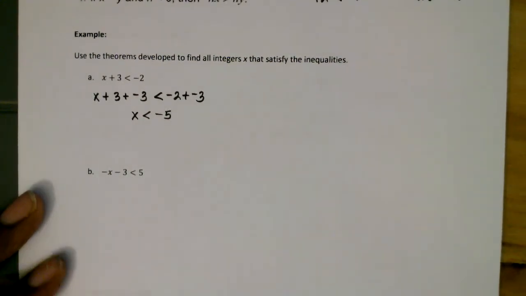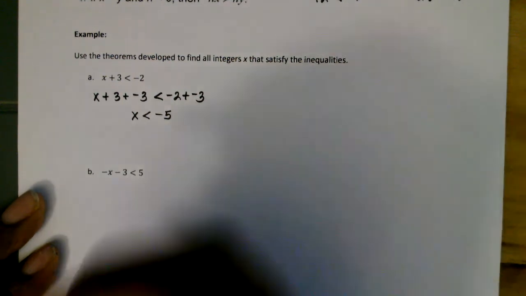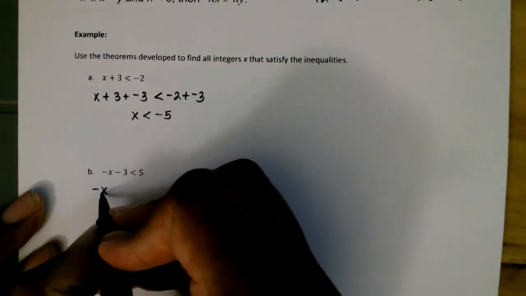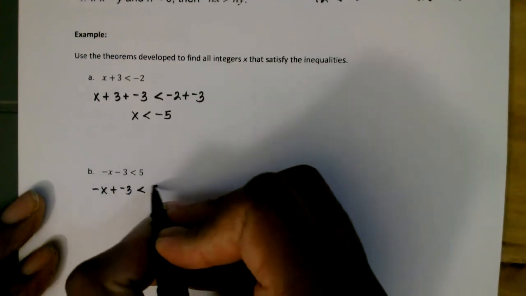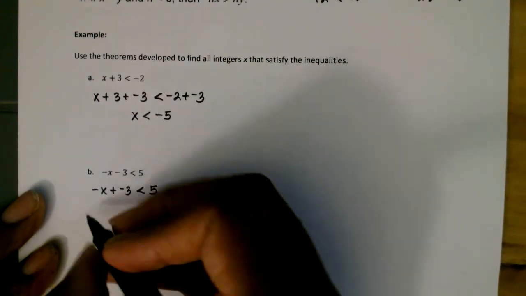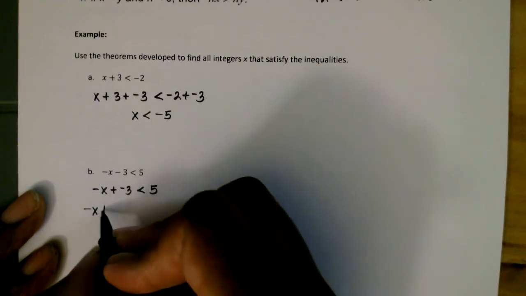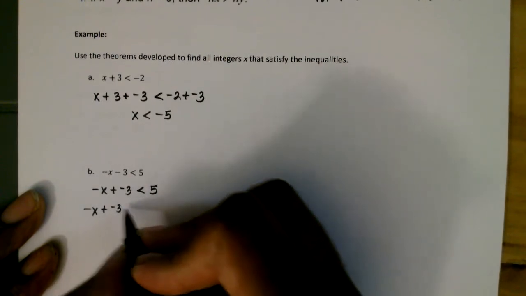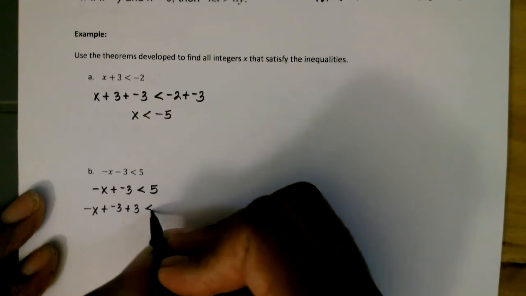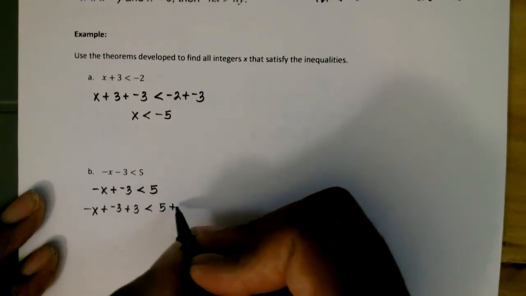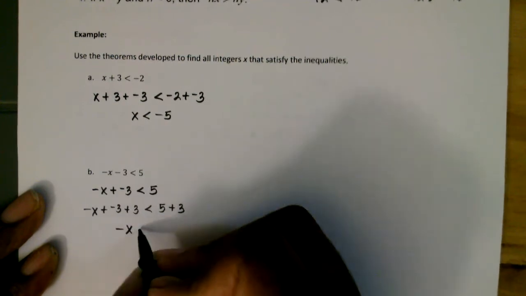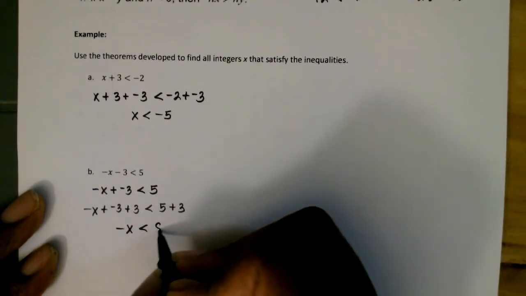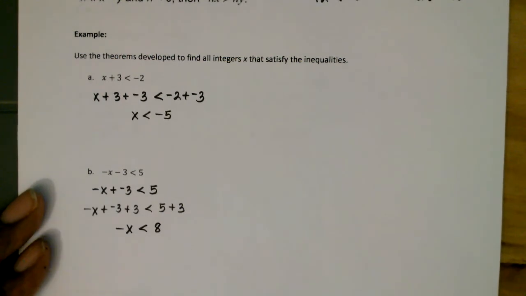Now, for part B, we got negative X minus 3 is less than 5. If I write that as negative X plus the opposite of 3, which is negative 3, is less than 5. Well, what's the opposite of negative 3? It'd be plus 3. So I'm going to add positive 3 on both sides of this inequality. That would mean I have negative X, that'd be less than 5 plus 3, which will be 8.